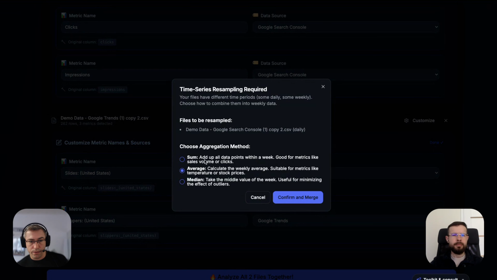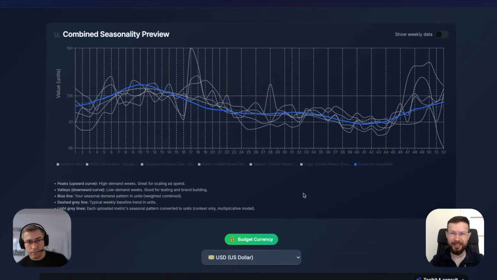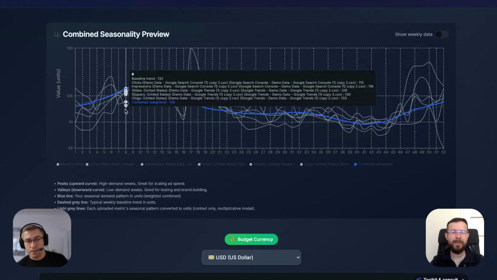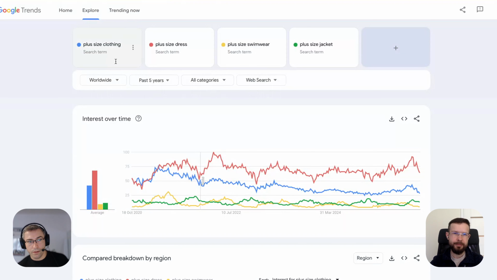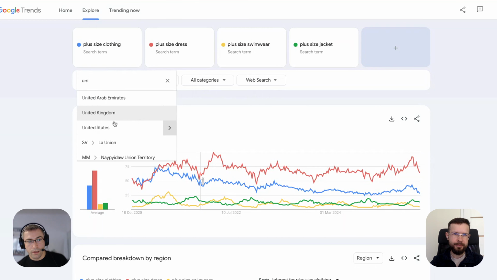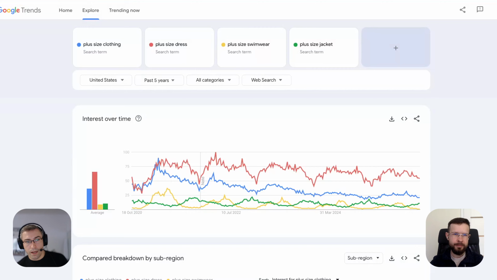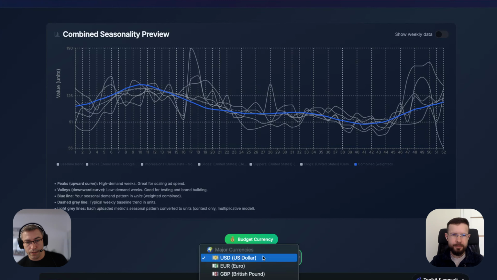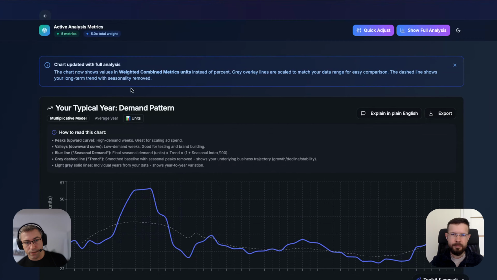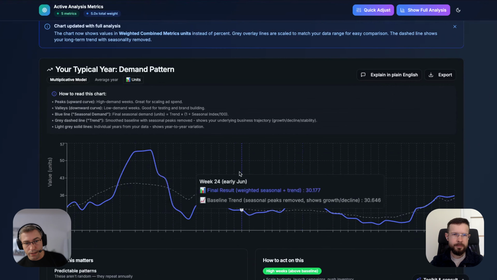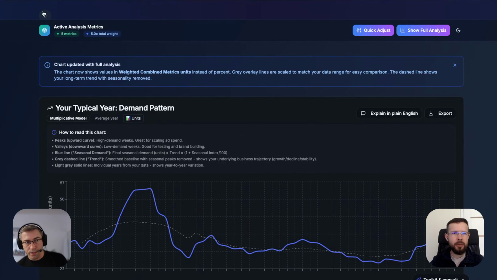And then we have to choose an aggregation method, because we blend daily data from Google Search Console with demo data. Yeah, and that's usually the first headache when you try to analyze, because from Google Search Console you have just over 160 days. And Google Trends data is usually 5 years, or you can switch to the United States and narrow it down to a specific region, and then you can choose currency. Let's pick euro for the sake of this example. So this is where you get the seasonality. And this is across all products, right?